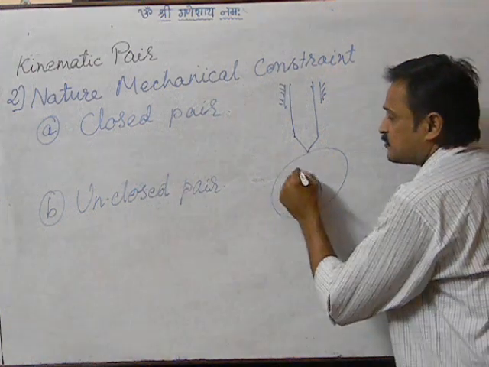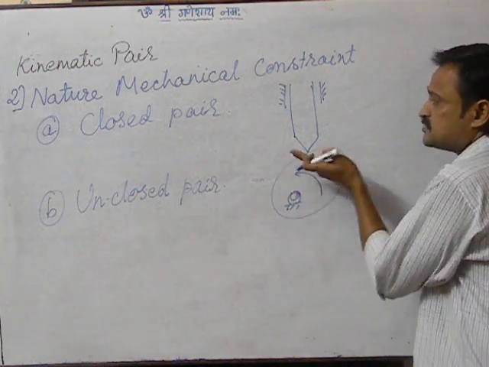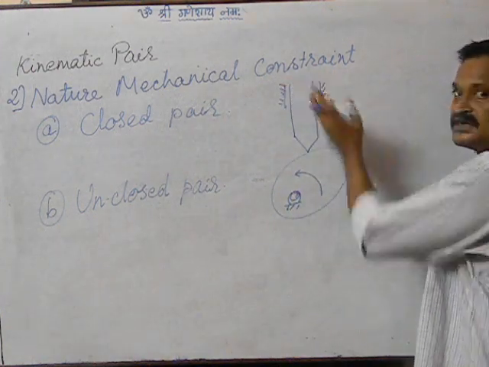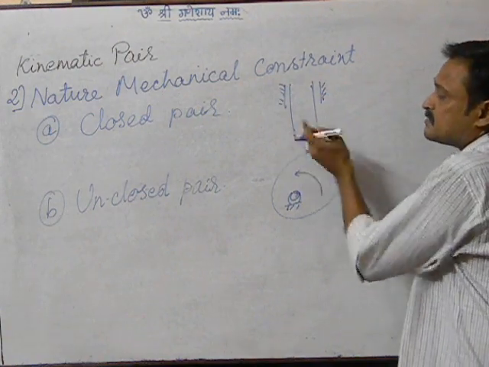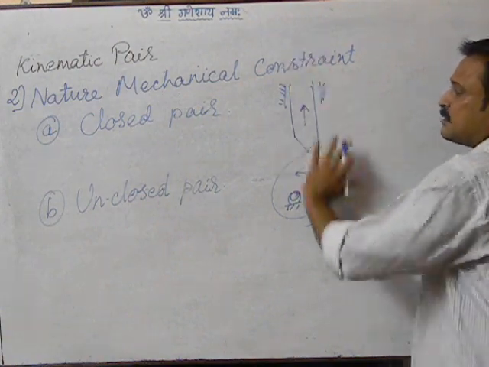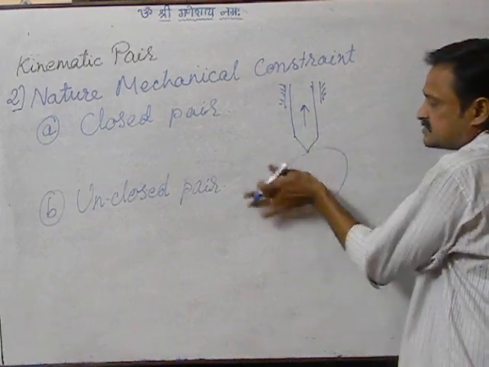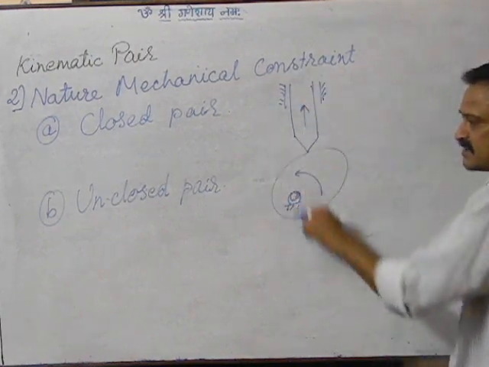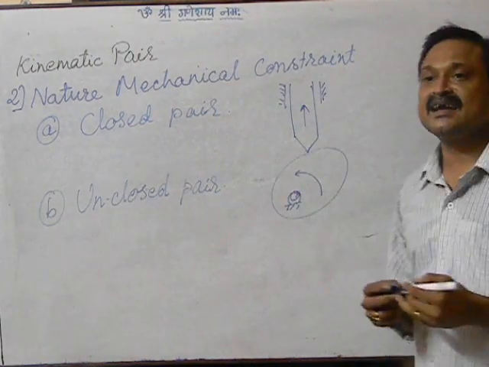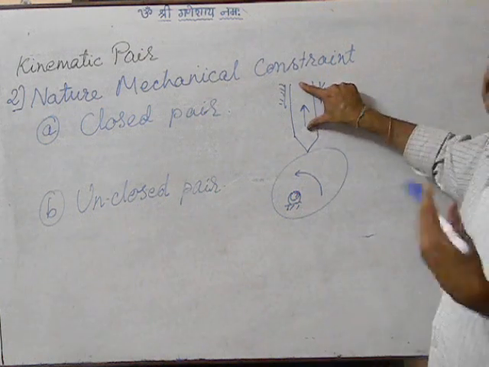See, when I rotate this member, it is going to push this follower upwards. So when this rotates, the follower will be moved upwards, right? After a certain time, when this comes back, it will come back. Now how is it going to come back? Due to its self weight.